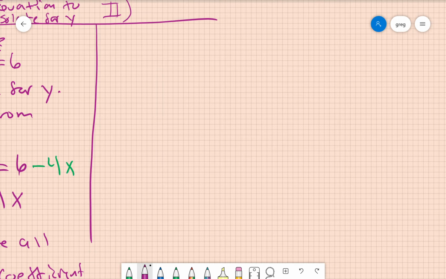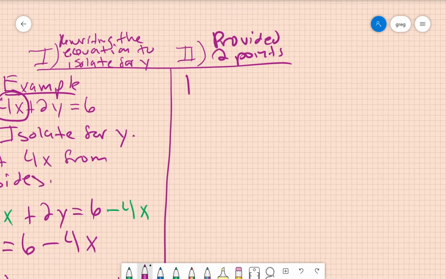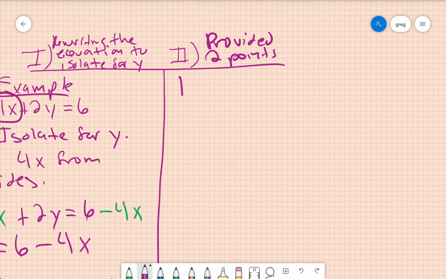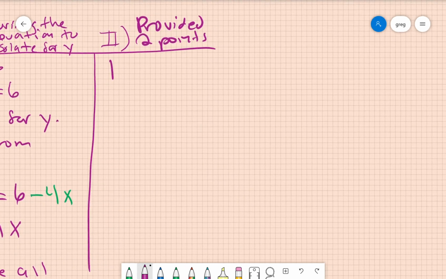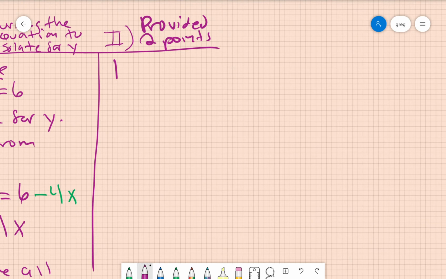So now our example, oh, my bad, let's go over here. Part 2 says we're going to have "provided 2 points." So write this over here. Provided, can you see it? Yes, provided 2 points. So the first example was rewriting the equation to isolate for y. The second example is going to be provided 2 points. So there are 2 different ways in which we can try to rewrite an equation into slope-intercept form.